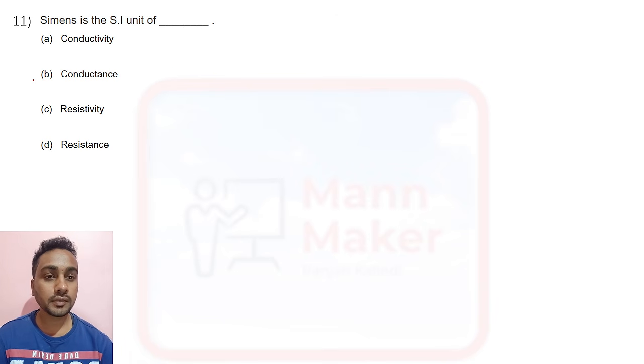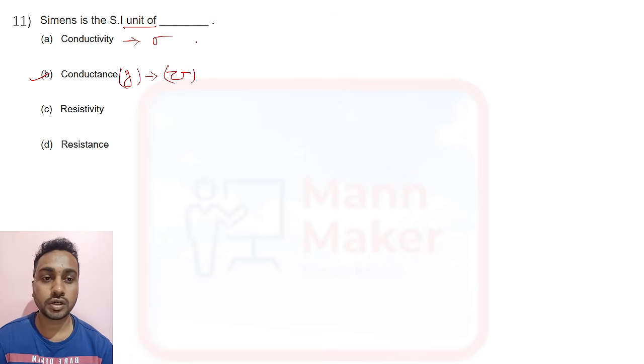Okay. Next, Siemens is the SI unit of dash. Siemens is the SI unit of what? Conductance. Siemens is the SI unit of conductance, and conductance is denoted by G. Like this symbol will be there for Siemens. Conductivity, if we talk about conductivity, we can denote it like this.